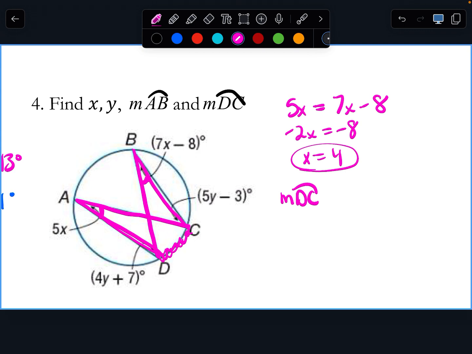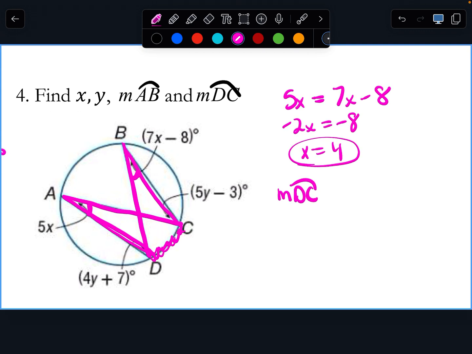To find DC, I can't do a 360 thing. So I'm going to look for the inscribed angle, which I just found, essentially. I'm going to double the inscribed angle across from DC. So I'm going to take 5x, and plug 4 in. So the measure of the arc is 40 degrees for that. So find the inscribed angle, plug it in, and double it. And then y is kind of the same, isn't it?